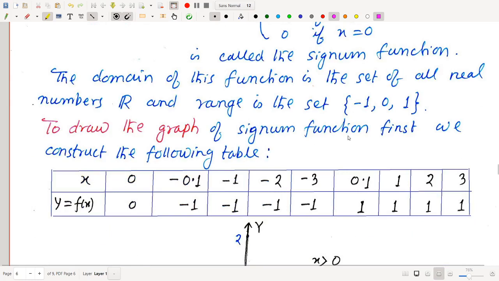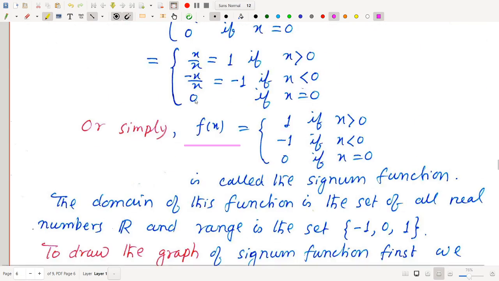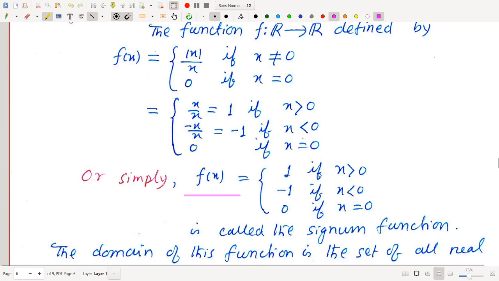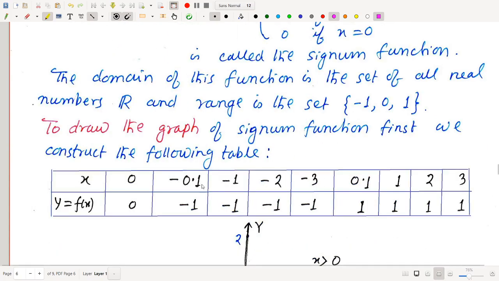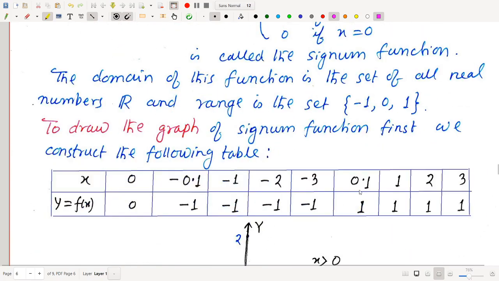To draw the graph of the signum function, first we construct the following table. Y equals f(x). When x is 0, by definition y is 0. Then when x is minus 0.1, y is minus 1. When x is less than 0, y is always minus 1, so if I give minus 0.1, minus 1, minus 2 or minus 3, y will always be minus 1. And if x is greater than 0, f(x) is 1. So if I give 0.1, 1, 2, 3, anything, y will always be 1.